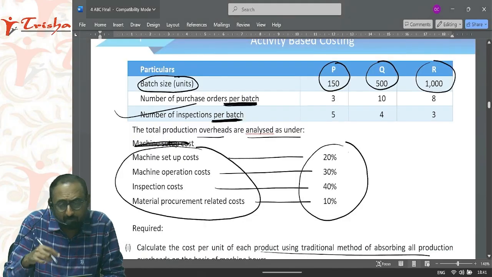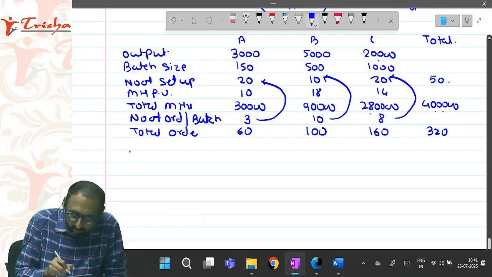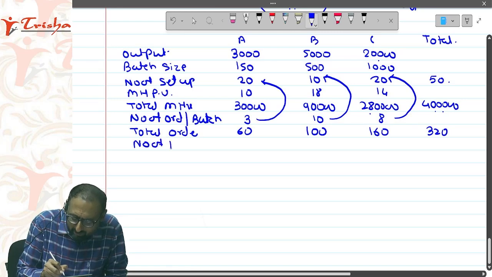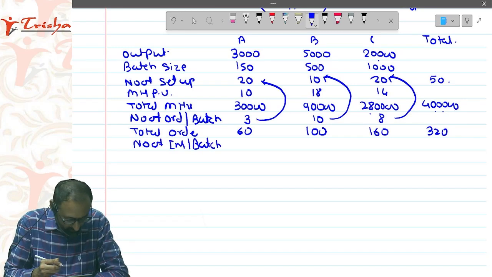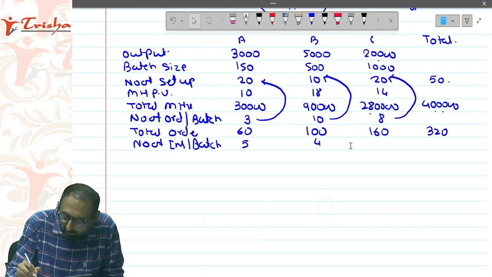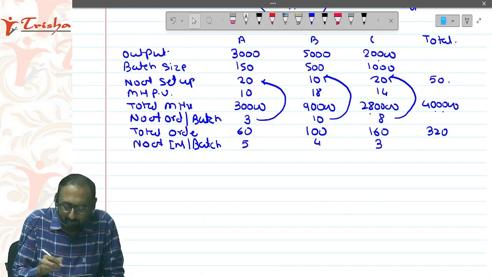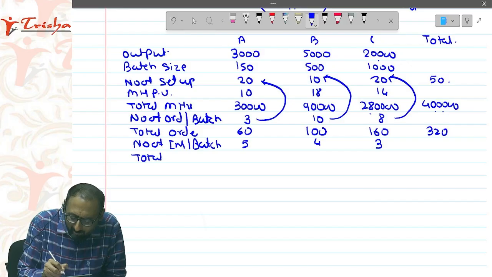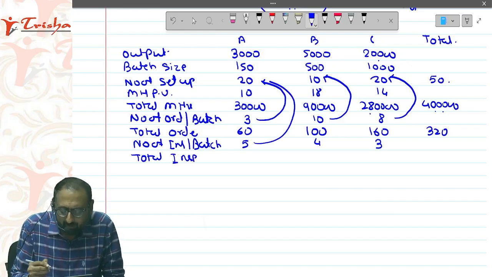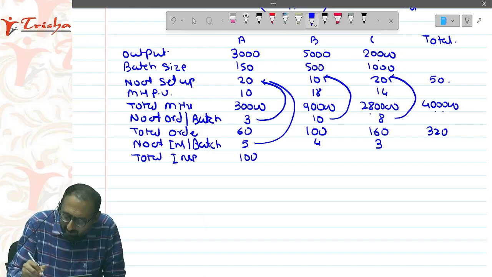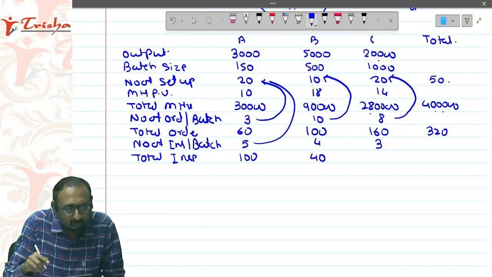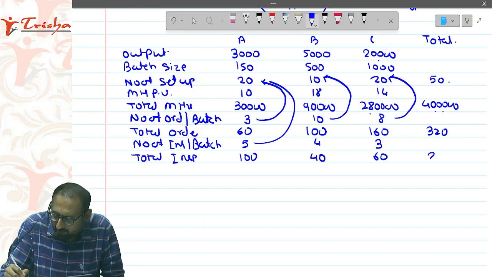Next item given in the question, Saji: number of inspections per batch, per setup, is given. How much is it? 5, 4, 3. Now easily you can tell me the total number of inspections. 5 multiplied by 20, is it 100? 4 multiplied by 10, is it 40? 3 multiplied by 20, is it 60? So it is 200, guys.